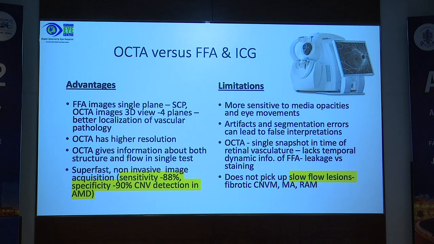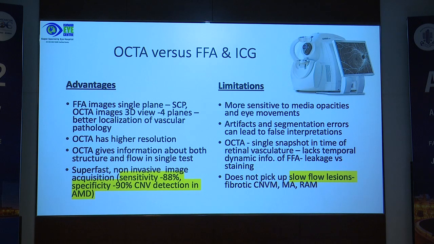You can distinguish between a leakage and a staining, but you don't find any of this on OCTA. It also does not pick up slow flow lesions, especially a fibrotic CNVM. Microaneurysms, you will see very few of them on OCTA, and retinal artery macroaneurysms as well. So it is not the investigation of choice.